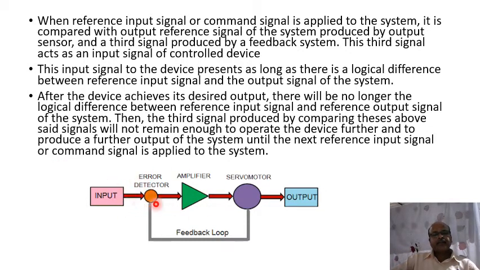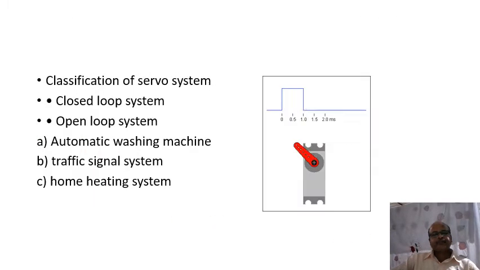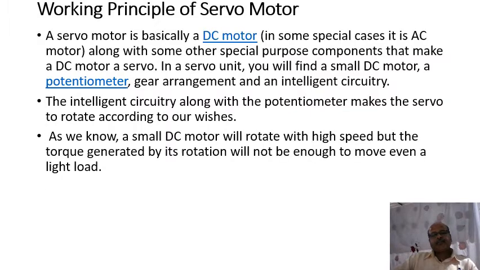We are explaining the concept in a number of ways. Okay, so next, classification of servo systems. You can classify servo systems as closed loop systems or open loop systems. An automatic washing machine is an example. Traffic signal systems and home heating systems are examples of servo systems.